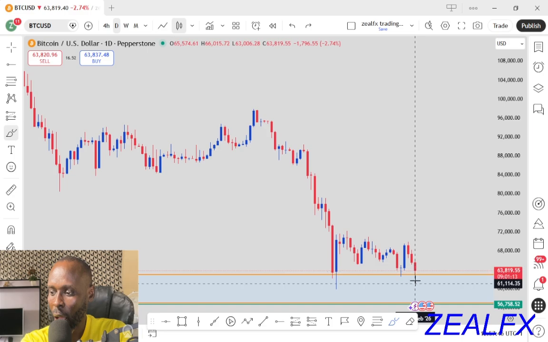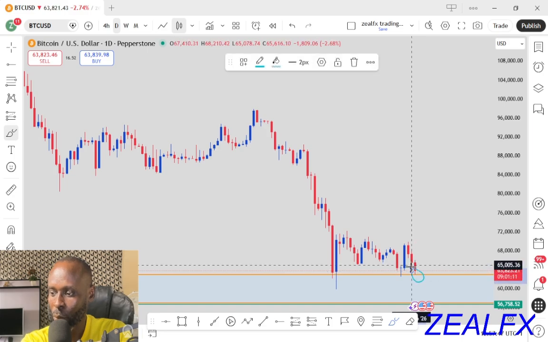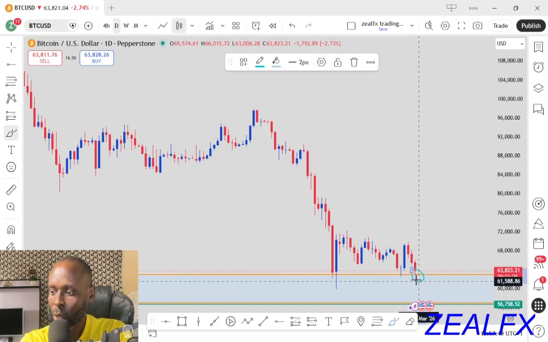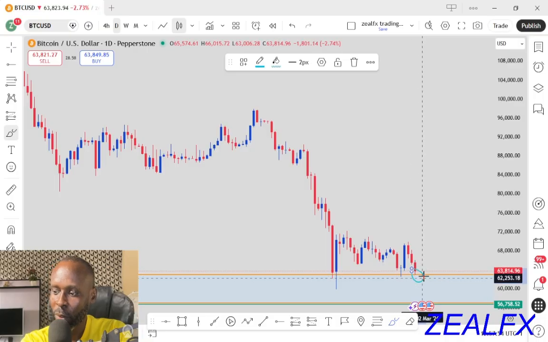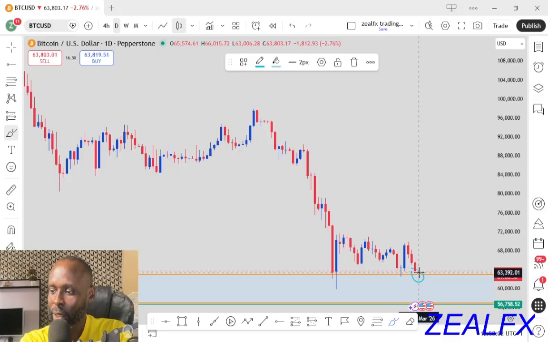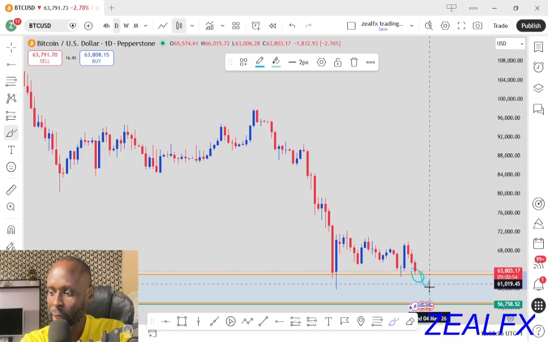Currently we are on a support area. We have price on support level right now. On this support level, we cannot try to sell. Selling from this support level is an indication that we lose our money. So you don't need to trade with luck in this market. You have to wait for price to break above this level, then wait for retest, then we can start looking for selling opportunity on the BTC USD.